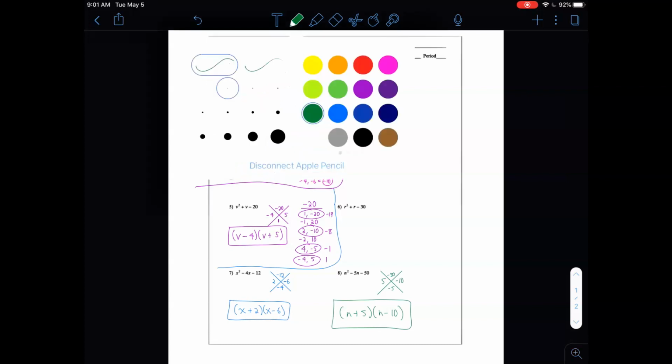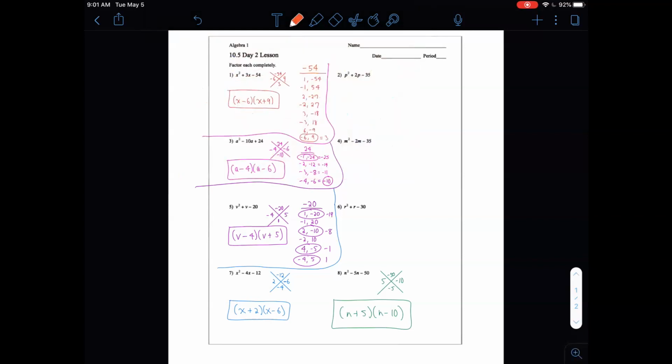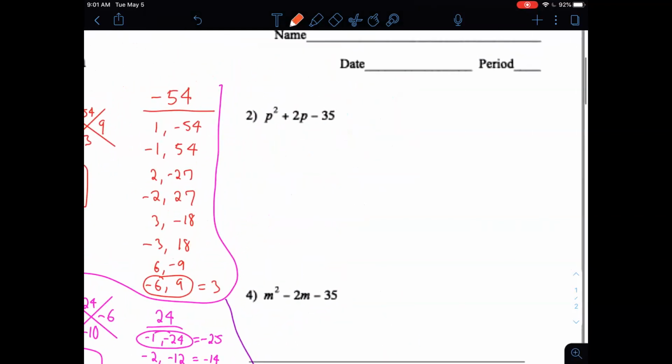All right, welcome back. Let's go ahead and do number 2. So we're doing our diamond. We got negative 35 and 2. So we need factors, things that multiply to negative 35 and add to 2. Well, we got 1 and 35. I'm not even going to list it out. We know 1 and 35 is too far apart. It's not going to work.